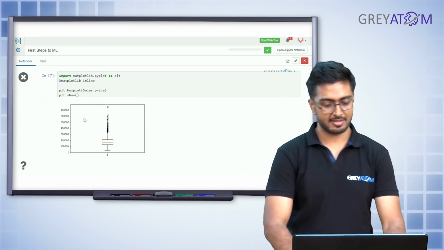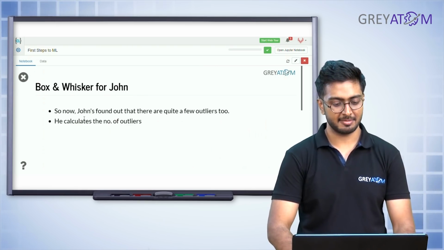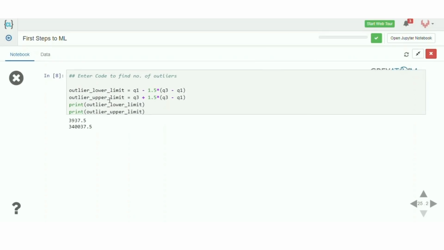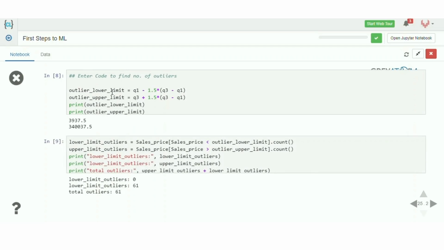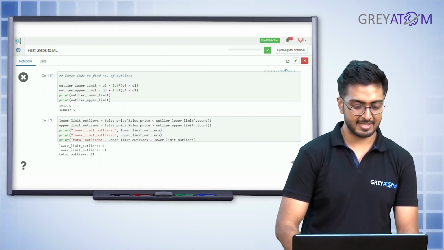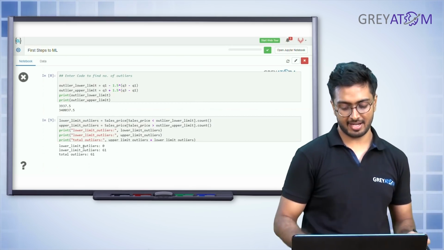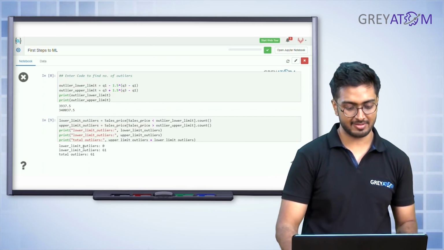So now John does a box and whisker diagram. From this he can see that there clearly are some outliers. So he calculates the number of outliers. He says the lower outlier limit is Q1 minus 1.5 times IQR, and the upper outlier limit is Q3 plus 1.5 times IQR, and he gets those corresponding limits, right? Then he prints how many houses are below the lower outlier limit and how many houses are above the upper outlier limit. So he sees that the number of houses below the lower outlier limit is 0. So there is no house on the lower side which is an outlier, but there are 61 houses which are above the outlier limit.